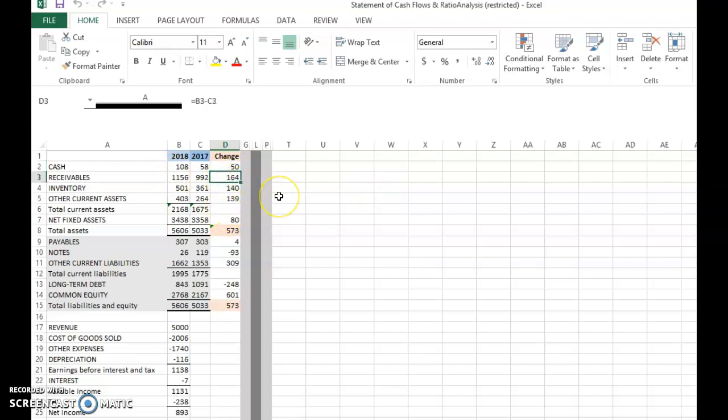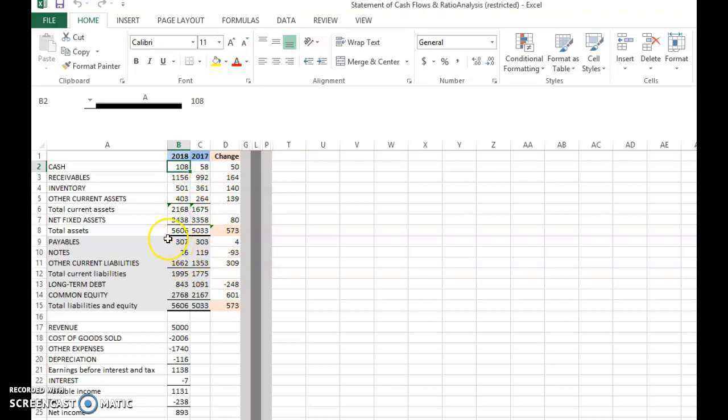You find that all the items here are positive. It means that there has been an increase in every asset item, including net fixed assets. There's been an increase in the year 2018. From 2017 it has gone up to 2018 for all the items.